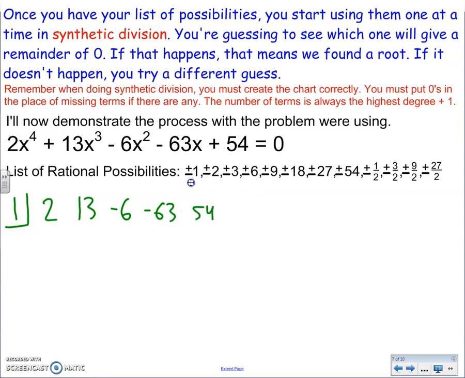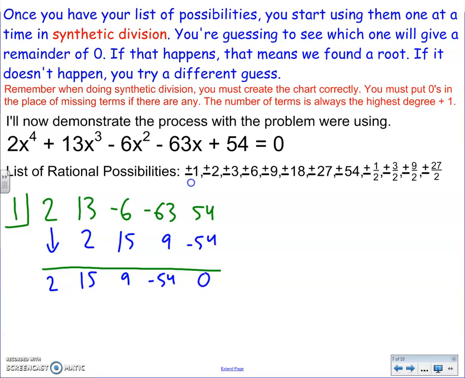All right, and then I'll do this. Draw a line. Remember, for synthetic division, you drop the first number. Then you multiply that number by whatever's in the box. So 2 times 1 is 2. Then you add downwards. That's 15. Multiply the number in the box. That's 15. Add down. That's 9. Multiply. Add. Multiply. Add. 0. This is the end, the remainder of 0. That's good. That means 1 is our answer. So we know x equals 1 for sure.